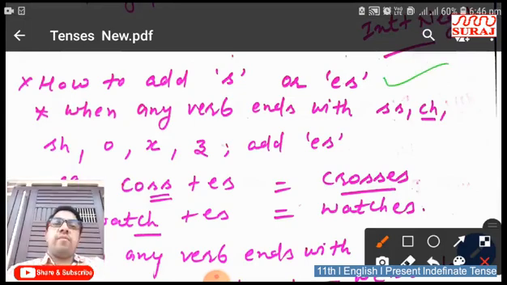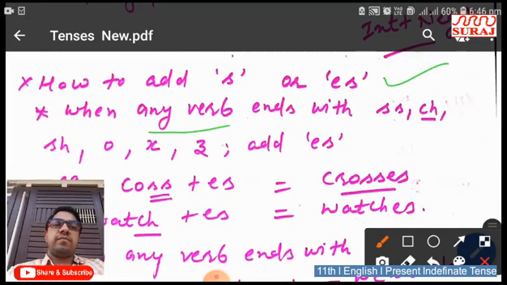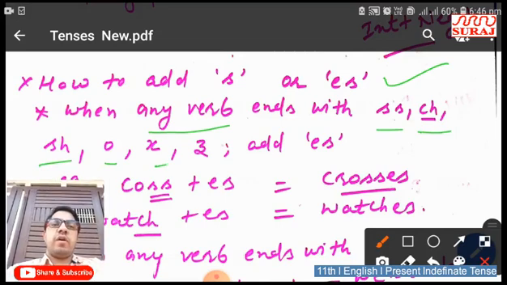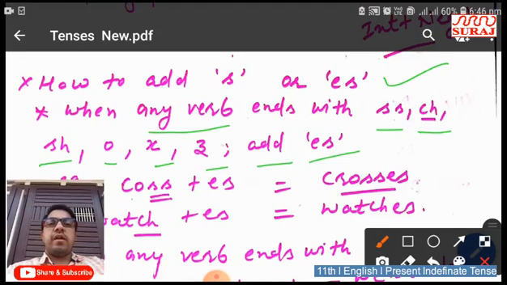When any verb ends with double s, ch, sh, o, x, z, in that case we should add es. Example, this is the spelling of cross. When you find double s, then you can add es: cross, okay.